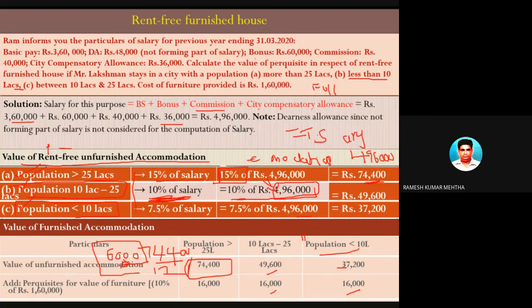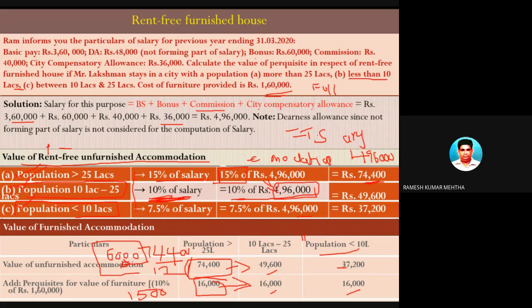So this is the way you have to understand. Number two is 16,000 rupees. 16,000 rupees is for the full usage of furniture of 1,60,000. For the full year, it is 10%. So he is getting around 1,500 rupees furniture value every month. So this also is not paying.